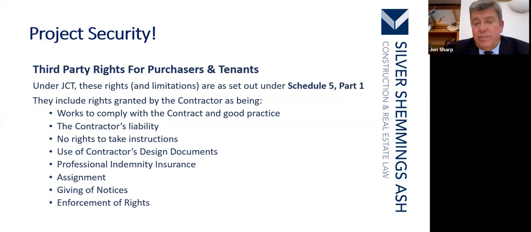Third-party rights for purchasers and tenants. Under JCT, these rights and limitations are set out in Schedule 5, Part 1. They include rights granted by the contractor: the works to comply with the contract and good practice, the contractor's liability, no rights to take instructions, use of contractor's design documents, professional indemnity insurance, assignment, giving of notices, and enforcement of rights.